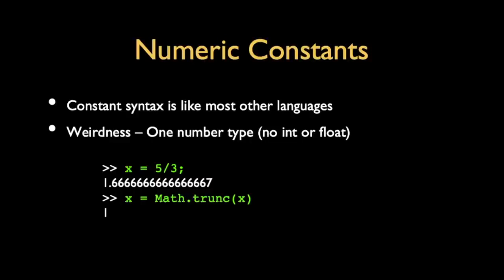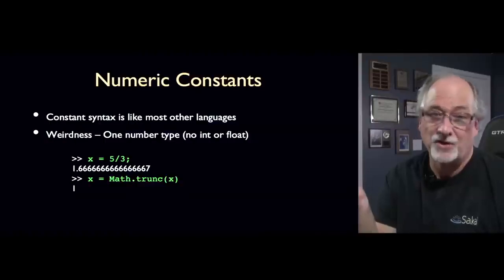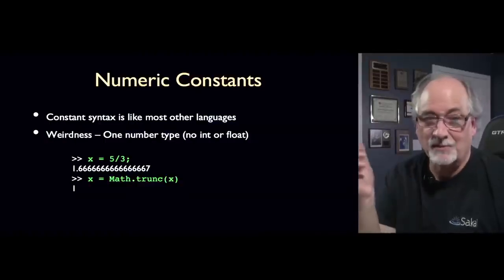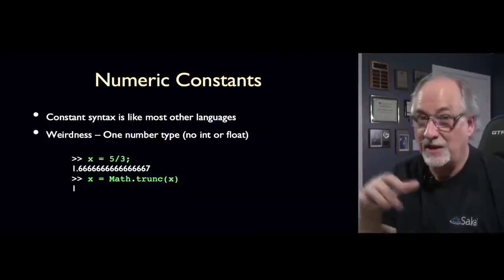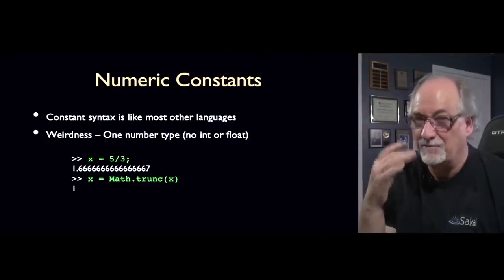If you want to turn that into an integer, you just truncate it, like Math.trunc. Math is a library that's in JavaScript. Now, when you get back an x, it's still a floating point number. It just is shown as an integer because you've chopped off the decimal part. And so you have to be careful because they're really floating point numbers.